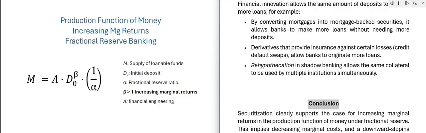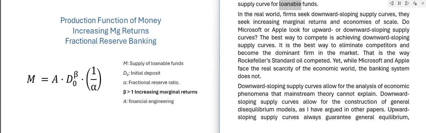Conclusion. Securitization clearly supports the case for increasing marginal returns in the production function of money under fractional reserve. This implies decreasing marginal costs and a downward-sloping supply curve for loanable funds. In the real world, firms seek downward-sloping supply curves, they seek increasing marginal returns and economies of scale.